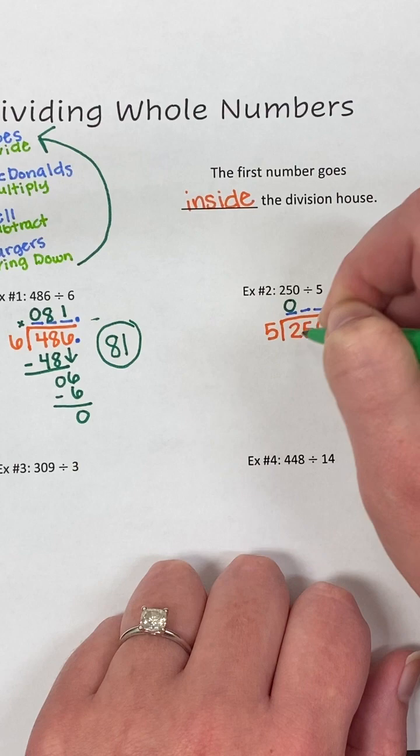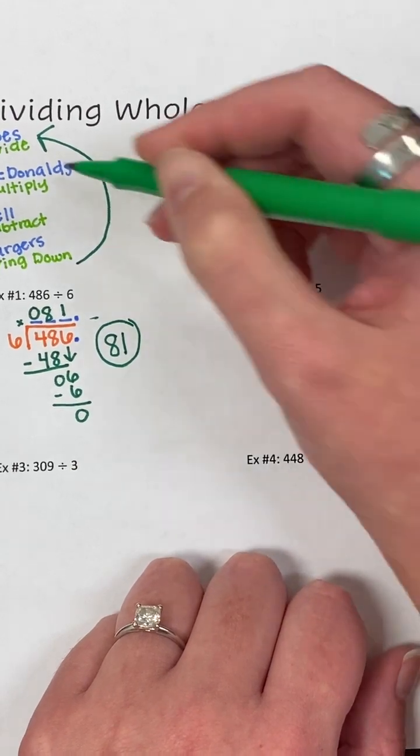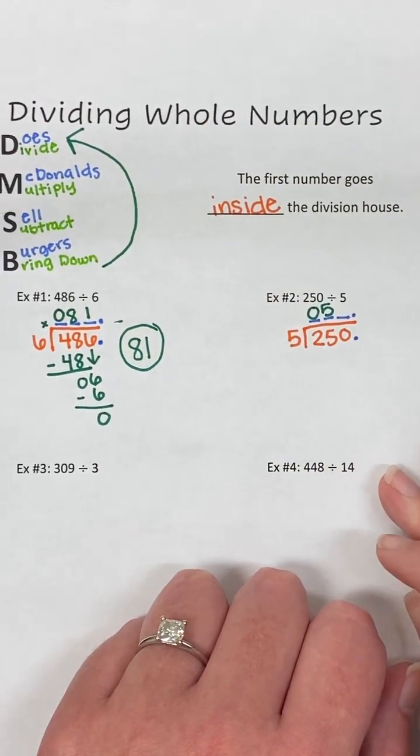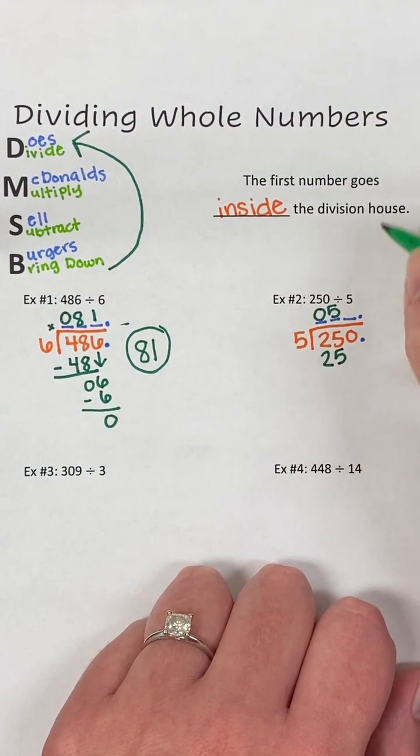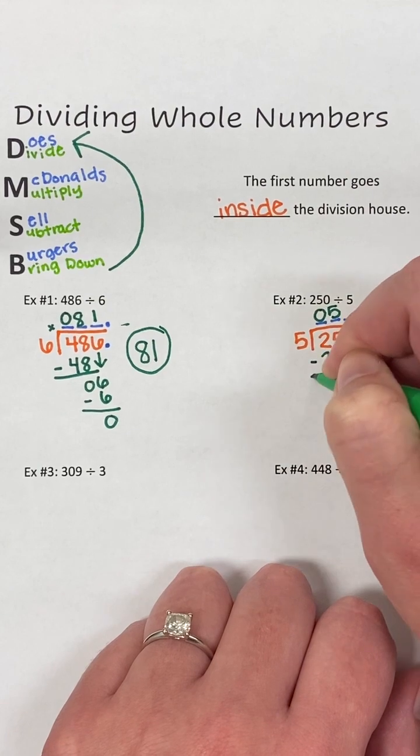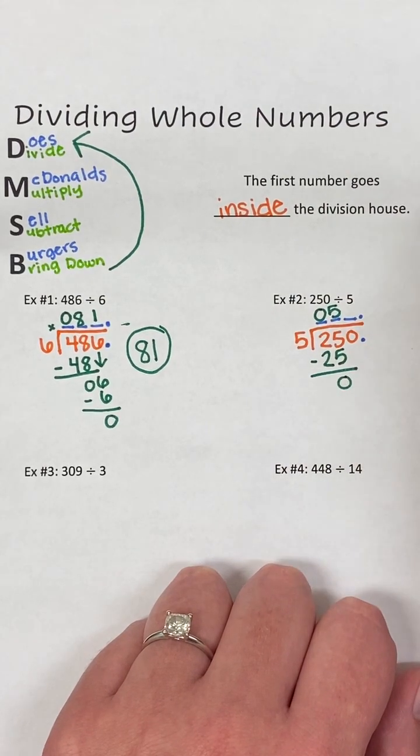What times 5 gives me 25? That's 5. My next step is to multiply. So I do 5 times 5 is 25. Next step is to subtract. 25 minus 25 is 0.